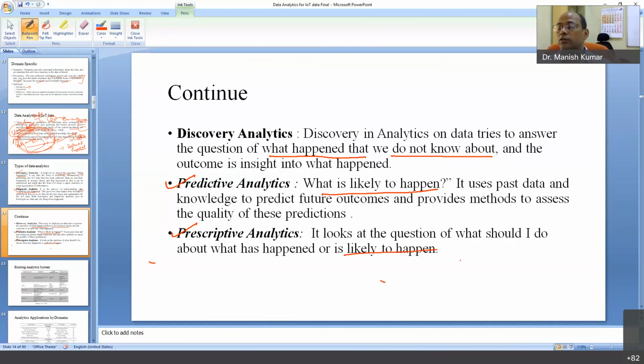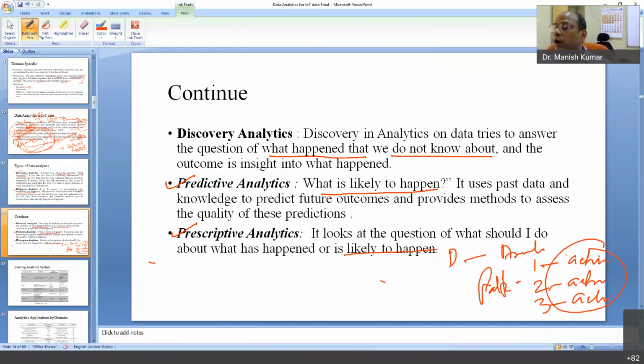That means you already have data, you have analyzed the data, you have some patterns, say 1, 2, 3, 4 and all. So what actions are you taking for 1, 2, and 3, and also why do you want these actions to be taken?